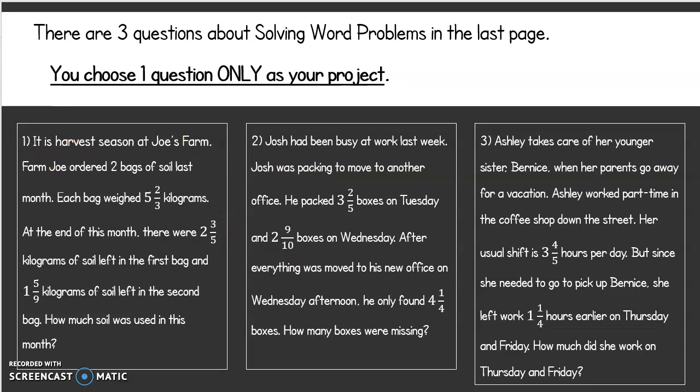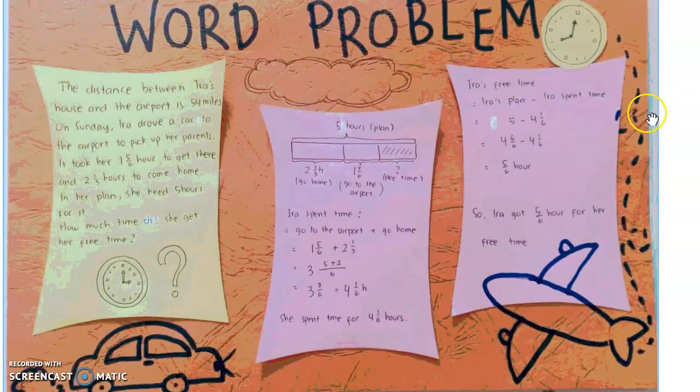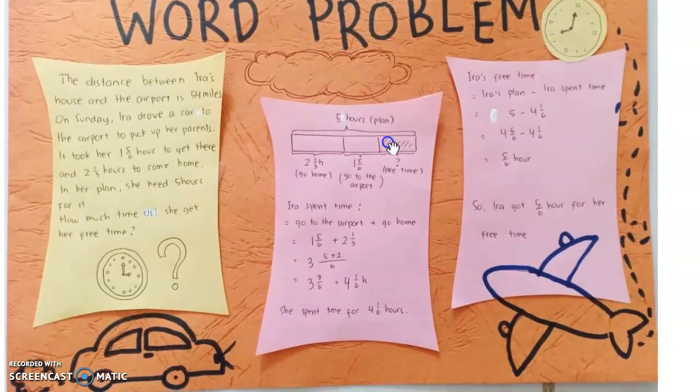Okay. Now I will show you an example of the project here. This one is the title, right? Word Problems here. And then, okay, actually I have the name here. This one, Miss Indah. But you have to make it bigger. Okay, and then this one is the question. This one is the bar model. Complete label, it means like this. The number and also the question mark.